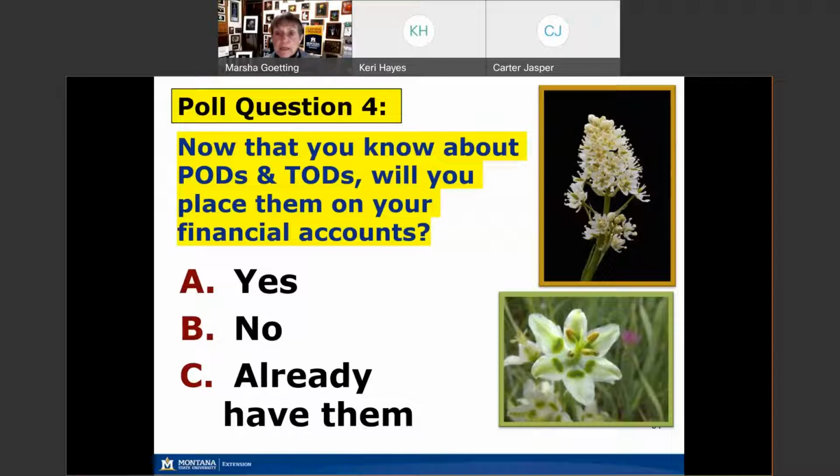Okay, and Carrie's ended the poll. So you see, you got to get your bid in there early. And I'm going to try to move this over so that we can see the percentages. Okay, so we've got 19% of you that are saying yes. Yay! We've got 5% saying no. But you may have a reason, and I understand that. And only 9% of you, though, have already a POD or a TOD. So those of you that already have them, good for you. Those of you that are going to do it, that's great.